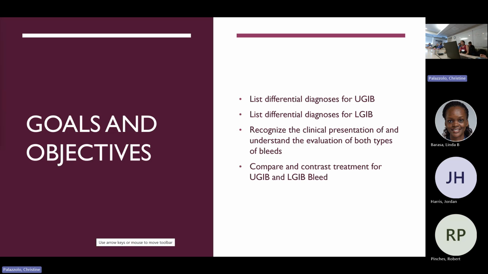The differences between upper GI bleed and lower GI bleed, clinical presentation-wise, stable versus unstable. How are you going to evaluate these? For the uppers, a lot of it is just taking a look. For the lowers, could be colonoscopy, but could be CTA if they're really unstable, and just comparing and contrasting those treatments. That's the end of my talk. Does anyone have any questions?